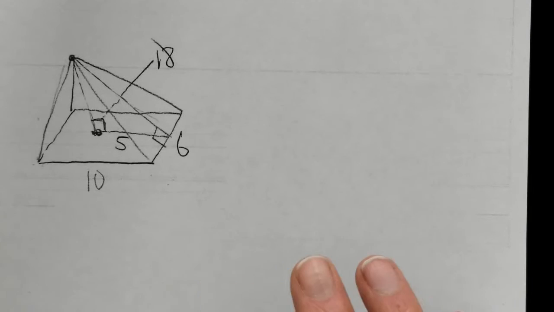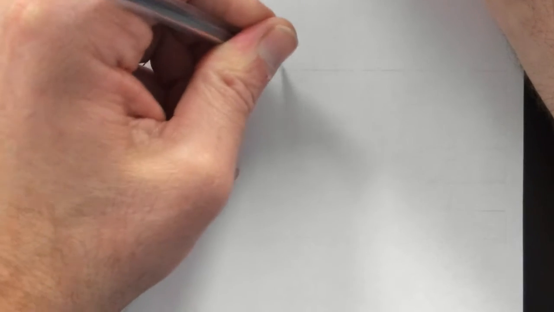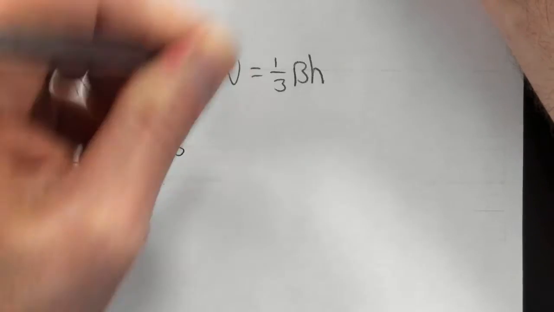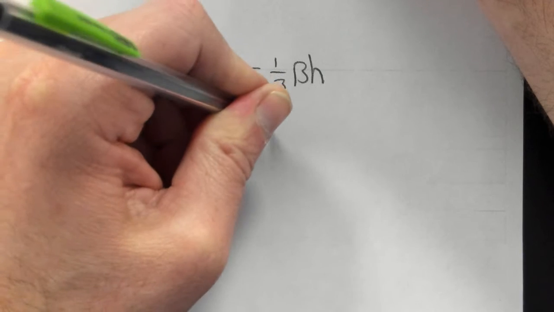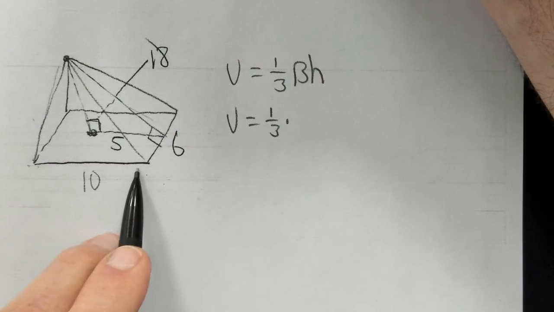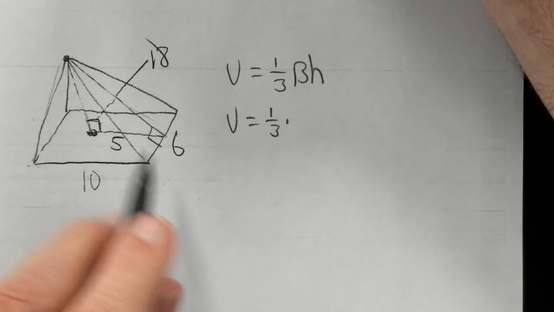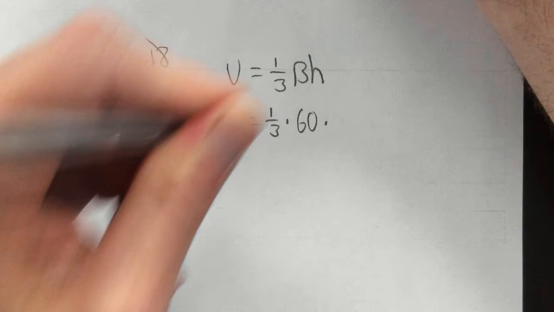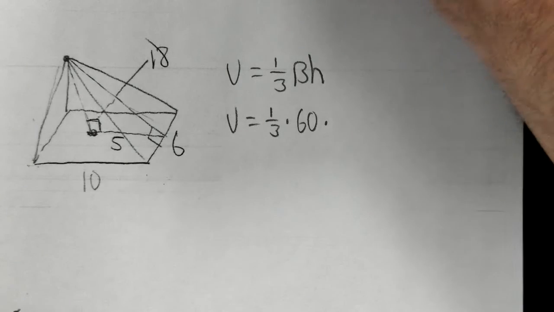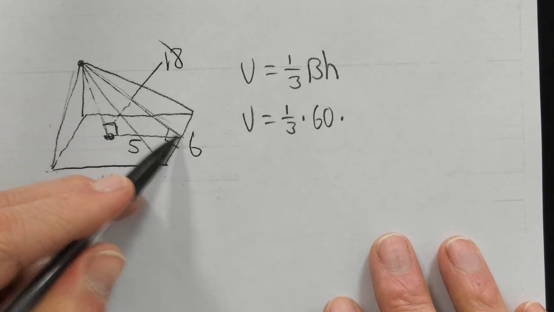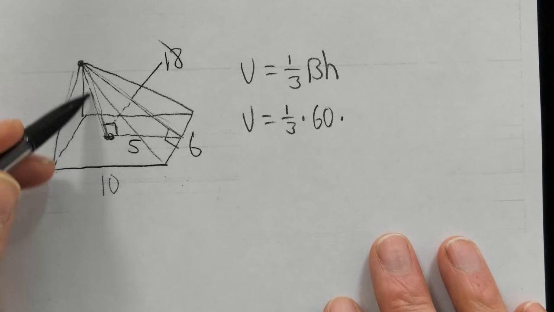Okay, here's another example of a pyramid that we can look at. The formula is the same, 1/3 BH, and so we can go 1/3. Again, B is area of the base. The base is a rectangle this time. 10 times 6 is 60. 60 is the area of the base, times the height. Now, we've got to be careful on this one because the height that's given to us is the slant height, and we need the real height, right?